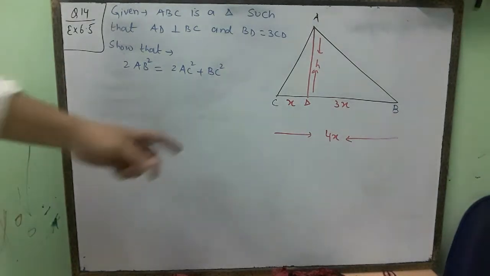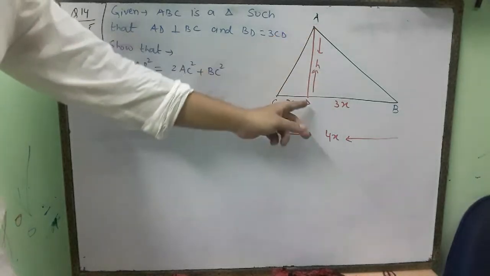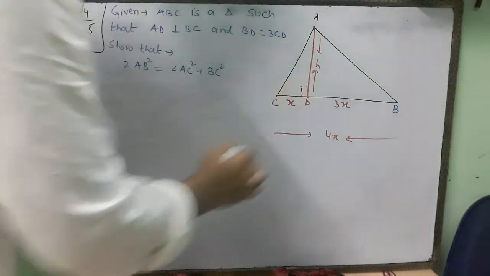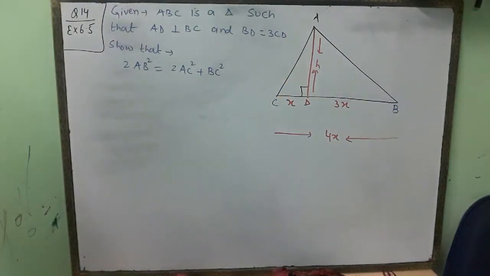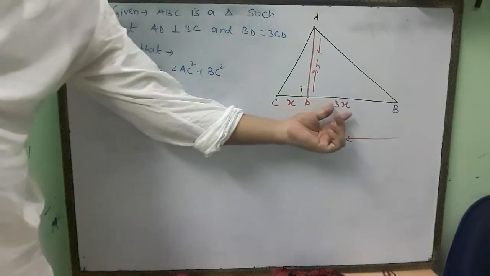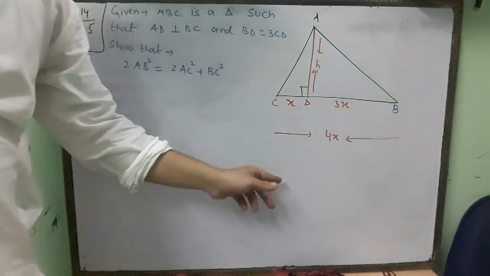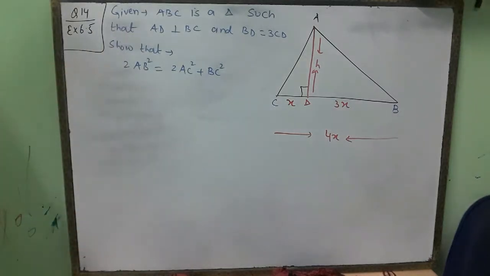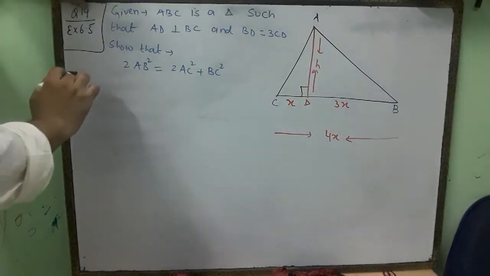For this I have made a triangle ABC. Draw the perpendicular AD perpendicular to BC. Now I have taken the value CD is equal to x. For this BD will be 3x and BC will be 4x, since x plus 3x will be 4x. Let's see from LHS how I will solve this one.